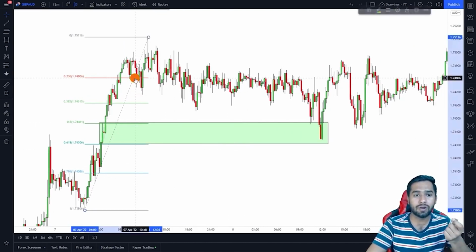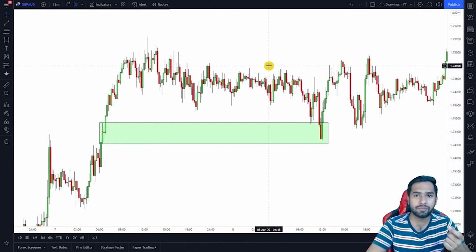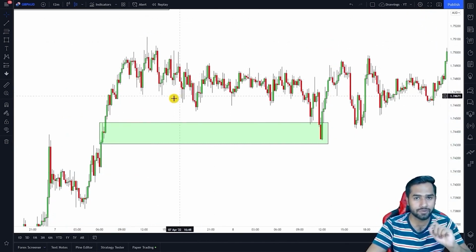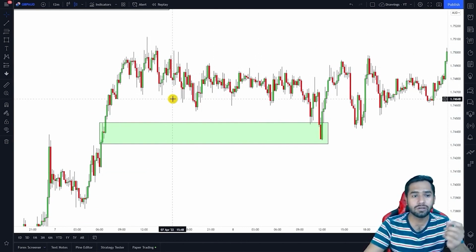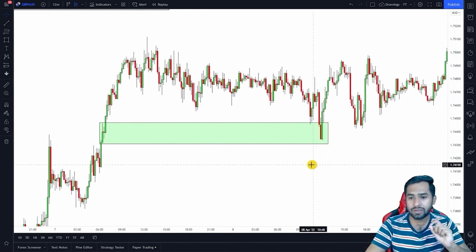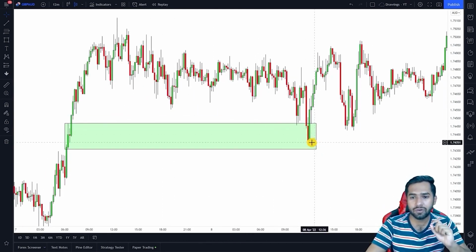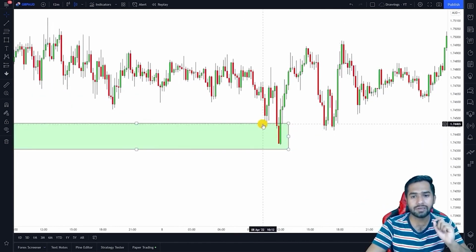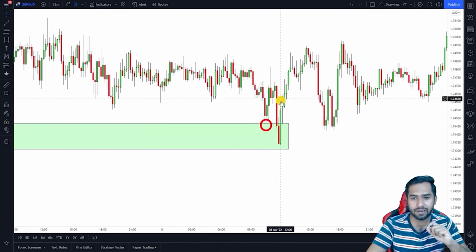So now the winning probability of this setup is much higher than if we were trading any of these two alone. And in the future we can see that the price bounced from this zone multiple times. As you can see here, this is the first time it touched the zone, then it bounced till this level, then again it touched the zone here, and then it gave a bullish move.